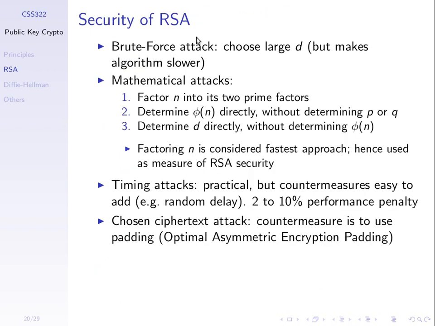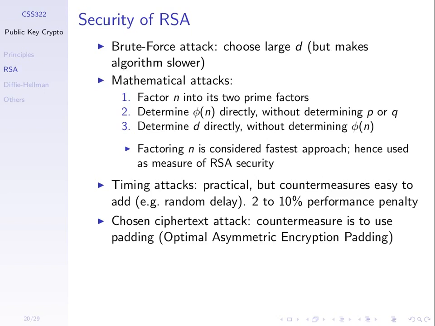So the strength of RSA: a brute force attack, an attacker can try all possible values of D to try and guess it. Well, to stop that, make sure D is large. But a large D makes the algorithm slower. And we've gone through these mathematical attacks. 3 things the attacker can try to do. Factor n into its primes. Calculate the totient of n directly without knowing P or Q, or do a discrete logarithm to find D without even knowing the totient of n. So there are different attacks that they can do in theory.